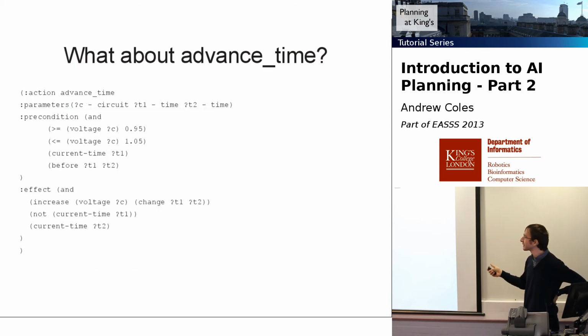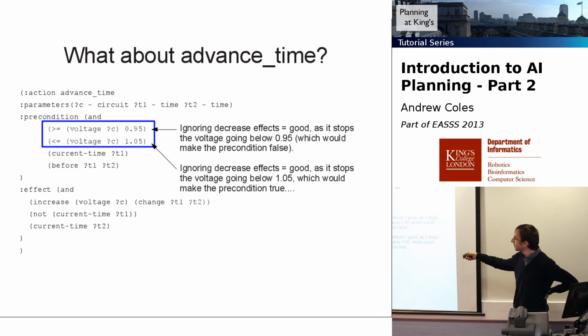So let's come back to advance time. The annoying thing about advance time is we want it to be big and we want it to be small. We want it to be big because we want it to be bigger than 0.95, but we want it to be small because we want it to be less than or equal to 1.05. So if we ignore the decrease effects, well, that's quite good for the one which requires it to be greater than or equal to some amount, because if we ignore the decreases, then the voltage on the circuit isn't going down. So essentially, we'll pretend that actions can't make the voltage go below 0.95 anymore.